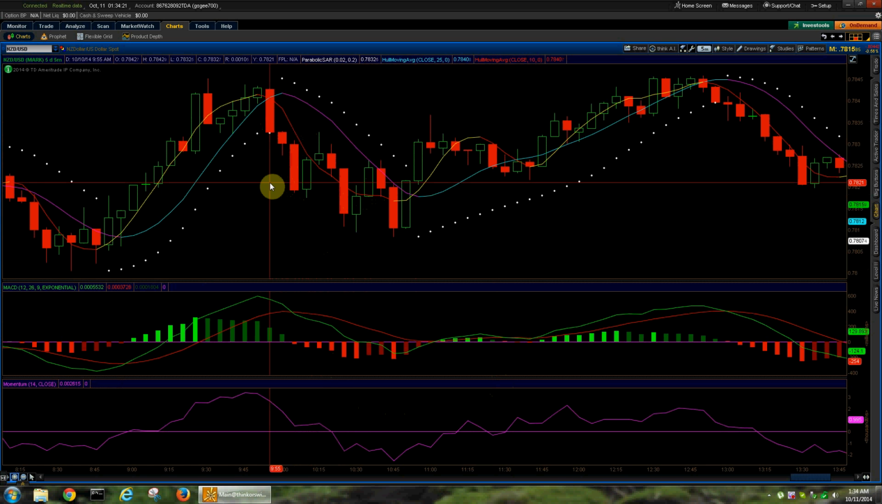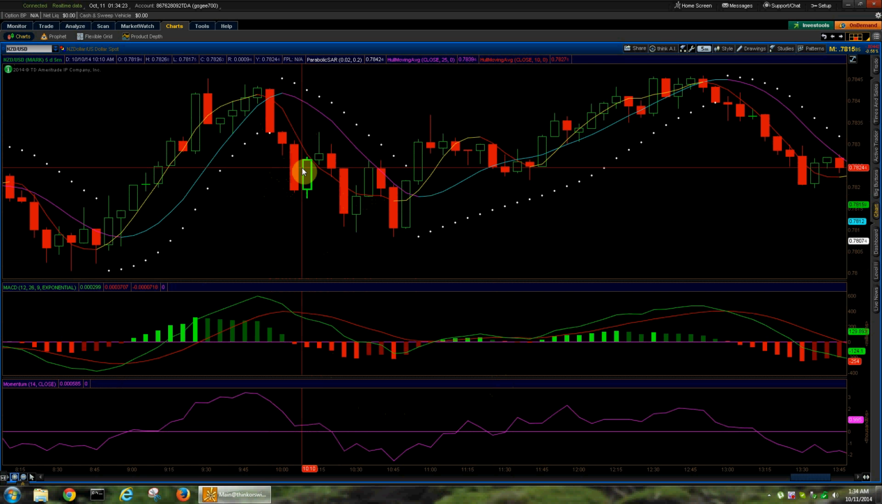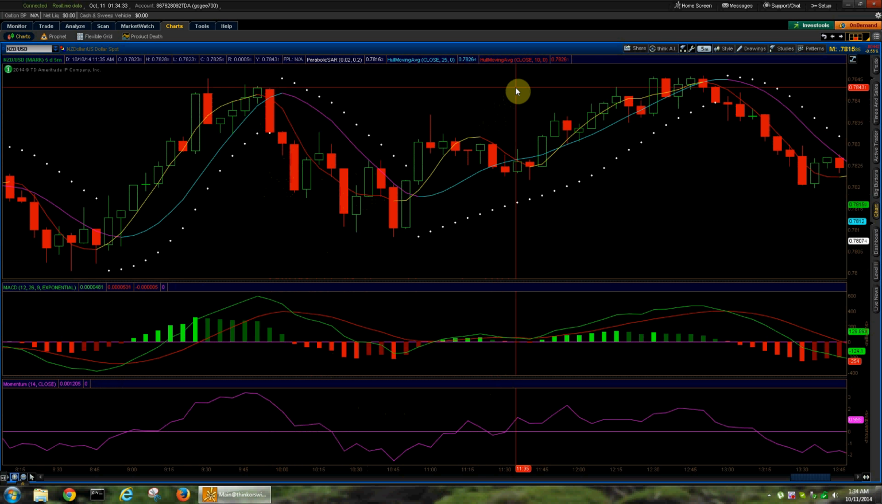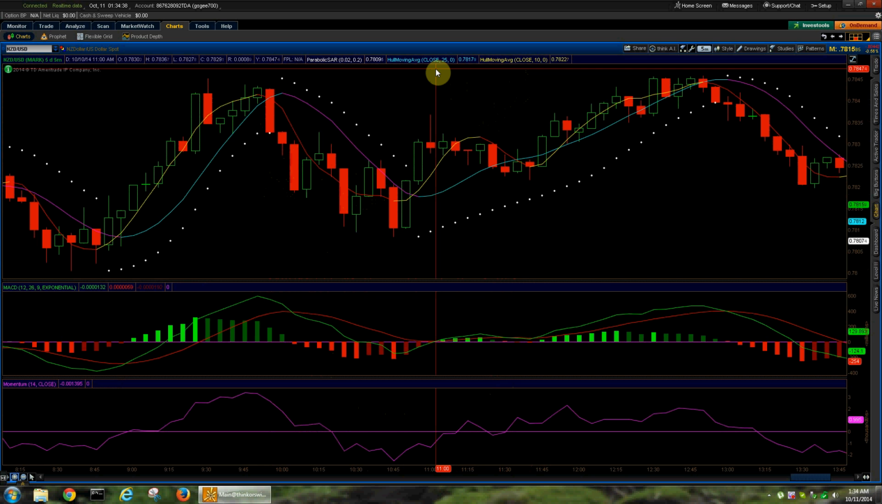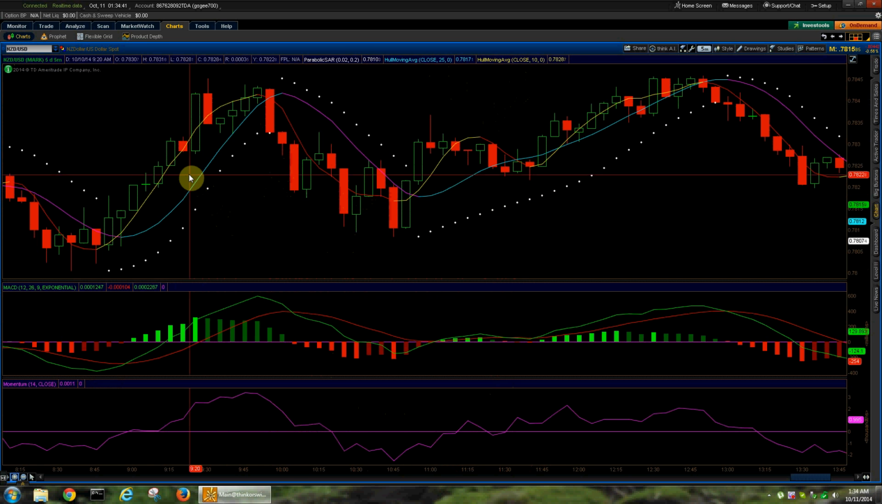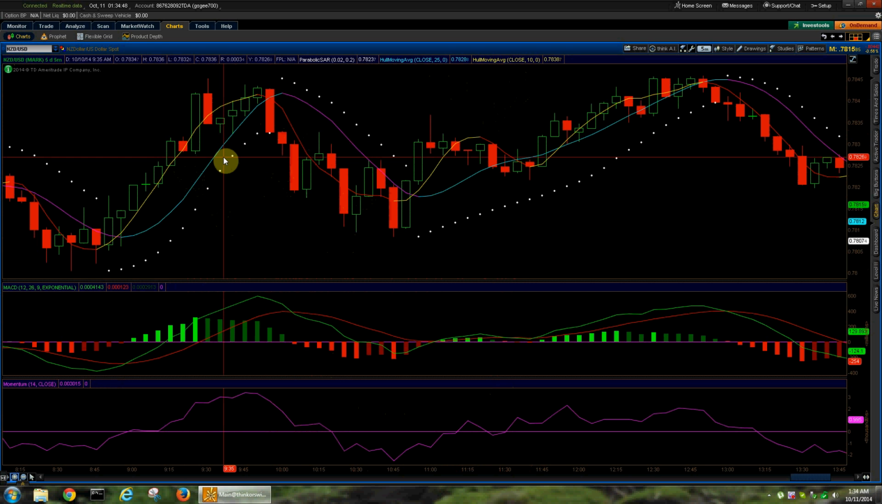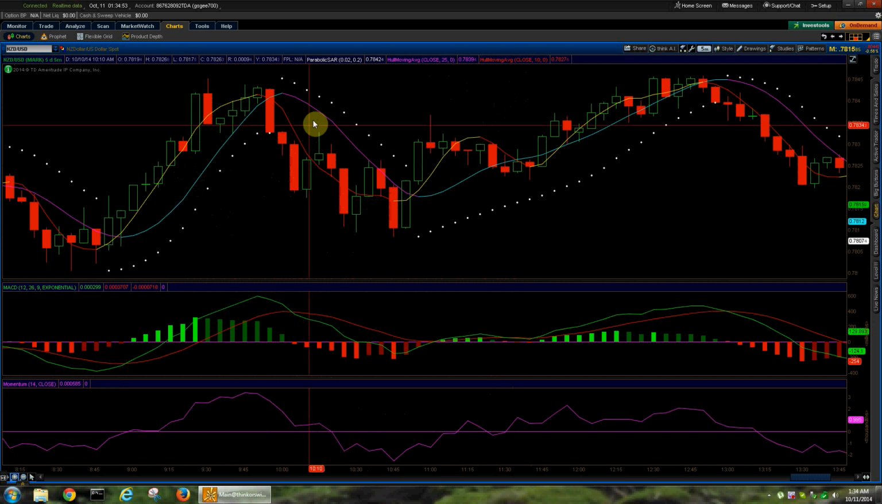So I've changed these candles back to regular candles, and then what I've also done is I've changed the colors on the two moving averages. You have a faster one at 10 periods, and then you have a slower one at 25 periods. On the faster one, it's yellow if it's an uptrend and red if it's a downtrend. On the slower one, it's blue if it's an uptrend and magenta if it's a downtrend.